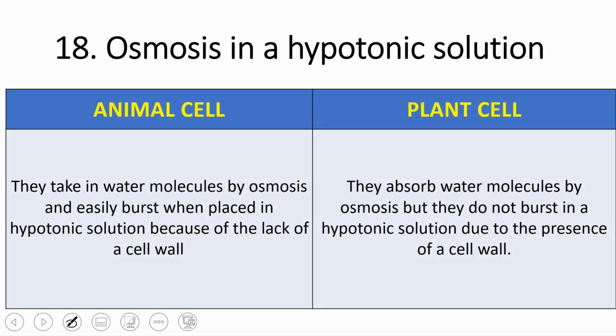When you put animal cells into a hypotonic solution, they take in water molecules through osmosis and easily burst, because too much water enters and the plasma membrane is not a rigid structure. Because they don't have a cell wall, the cells burst as more water goes inside. Whereas plant cells also absorb water through osmosis, but they do not burst, because plants have a rigid cell wall structure which does not allow the cell to burst in a hypotonic solution. So these are the major differences between plant cells and animal cells.